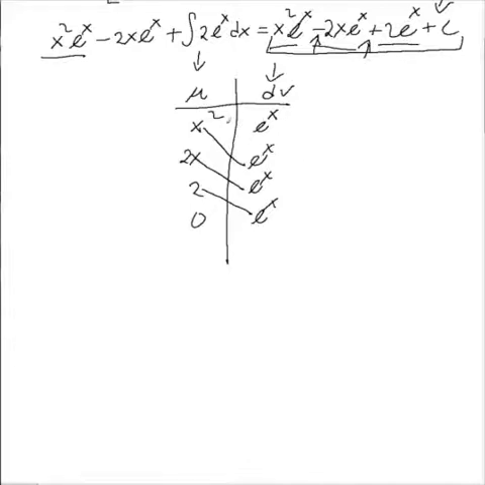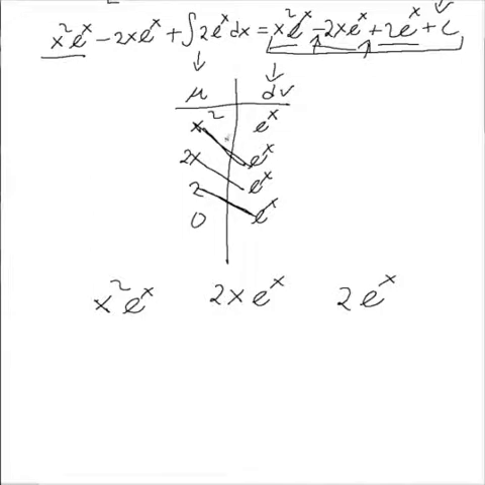So if I multiply these things together, just doing it piece by piece without putting the sign in, I get x squared e to the x. That's this one. The next one I get 2x e to the x. And then the last one I get 2 e to the x. Now here's the rule for the signs. This is what it comes back to.